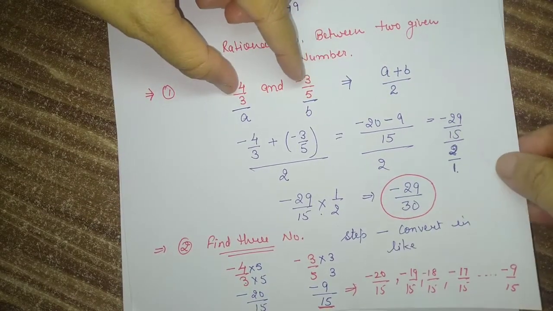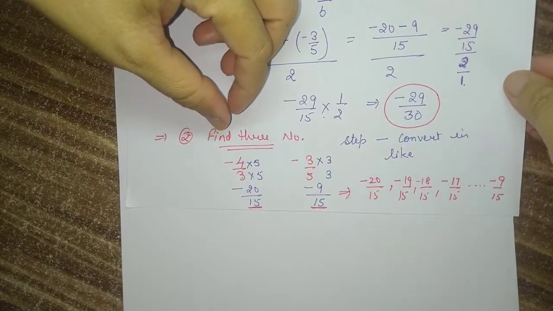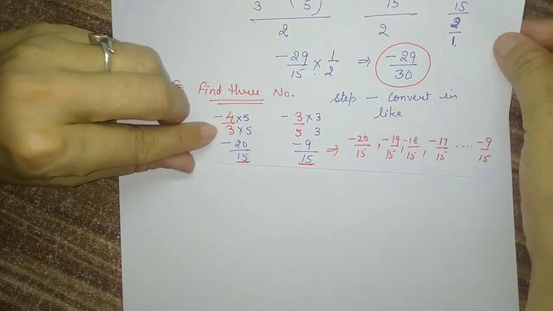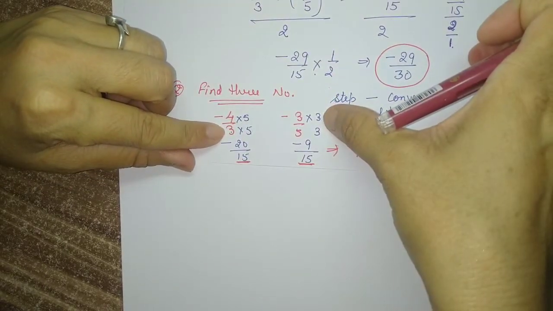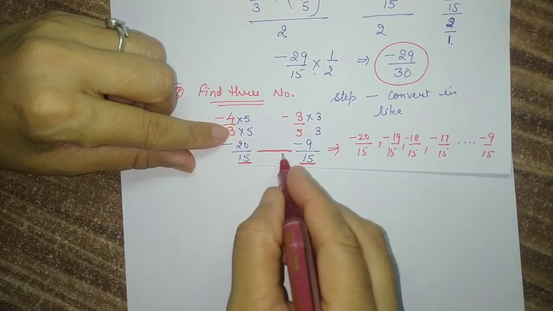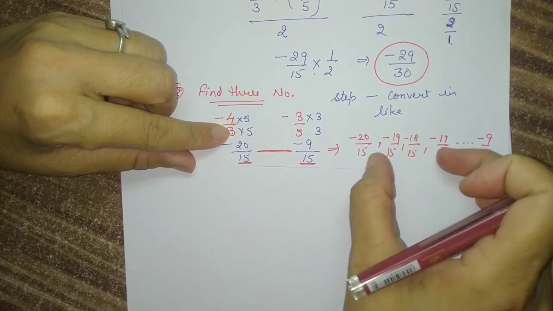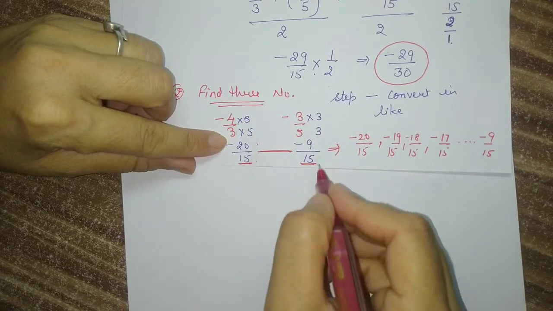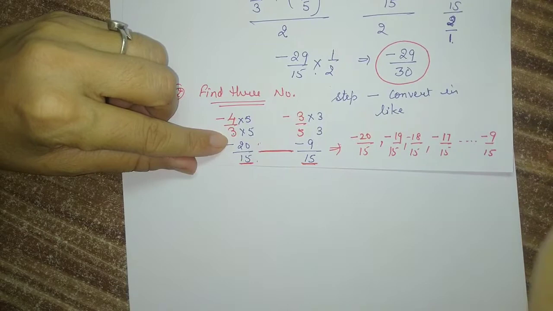If you have to find more than one, like 2, 3, 4, 5, 10, 15, whatever, then first convert into like fractions, and after that check the numbers between these two. If the numbers are sufficient according to your need, then write them. If they are fewer, then again multiply the numerator and denominator by another digit and you get more numbers.